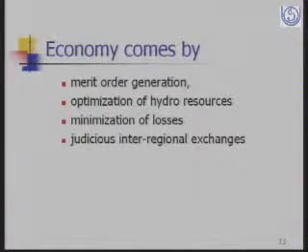Economy comes by merit order generation. That means merit order generation and dispatch. All the generating units do not generate at the same cost. Each generating unit has its own cost of generation, and the cost at which it is supplying to the grid varies. So in a grid, we can ensure that the generating units which generate at less cost are operated first, and if there is a requirement, then only the other units which generate at a higher cost are used. And this. Yeah, Dr.